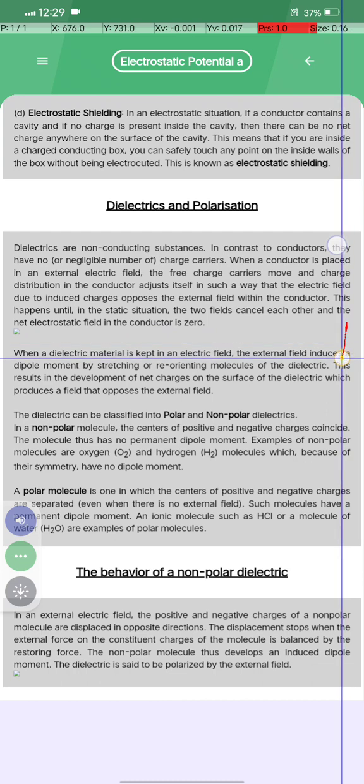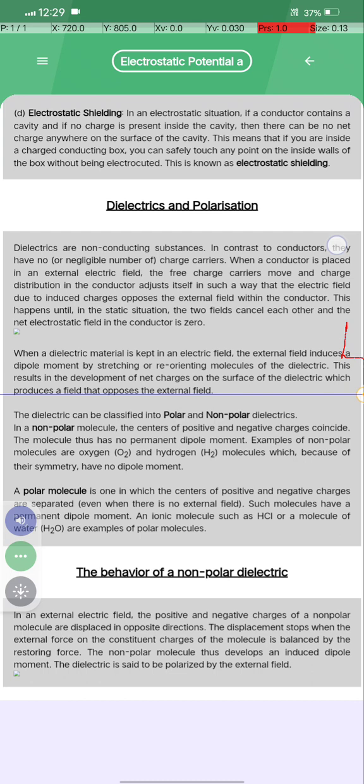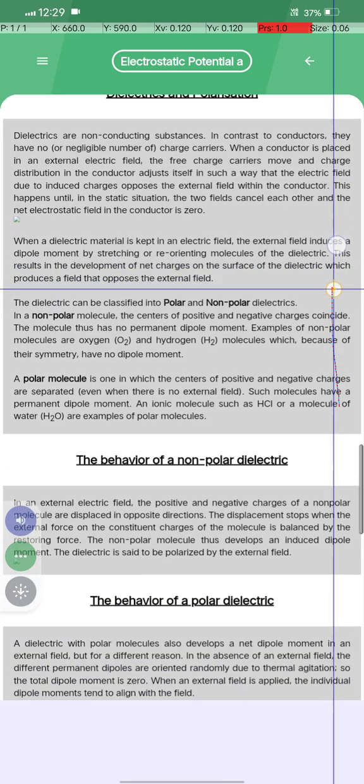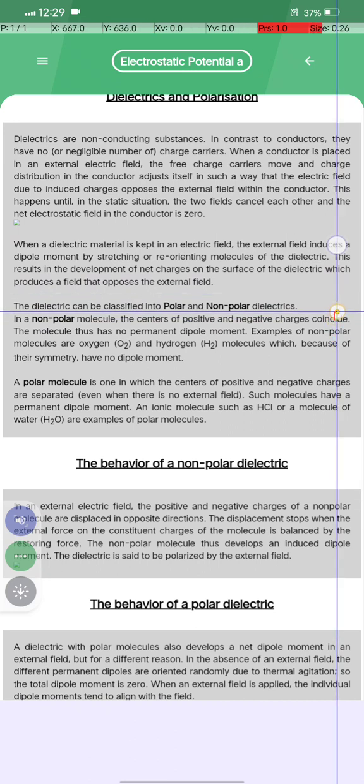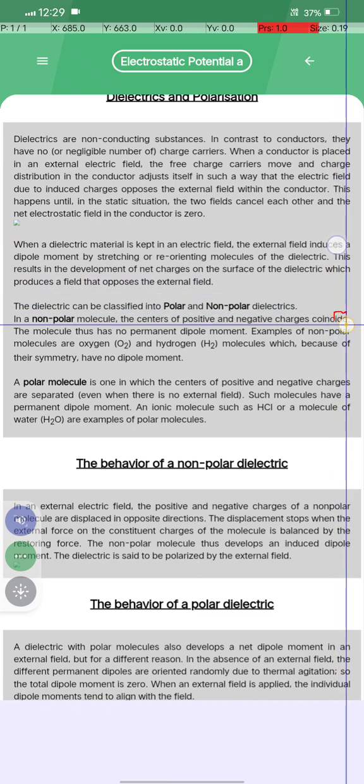When a dielectric material is kept in an electric field, the external field induces a dipole moment by stretching or reorienting the molecules of the dielectric. This results in the development of net charge on the surface of the dielectric, which produces a field that opposes the external field. Dielectrics can be classified into polar and non-polar dielectrics. In non-polar molecules, the centers of positive and negative charges coincide, so the molecules have no permanent dipole moment.